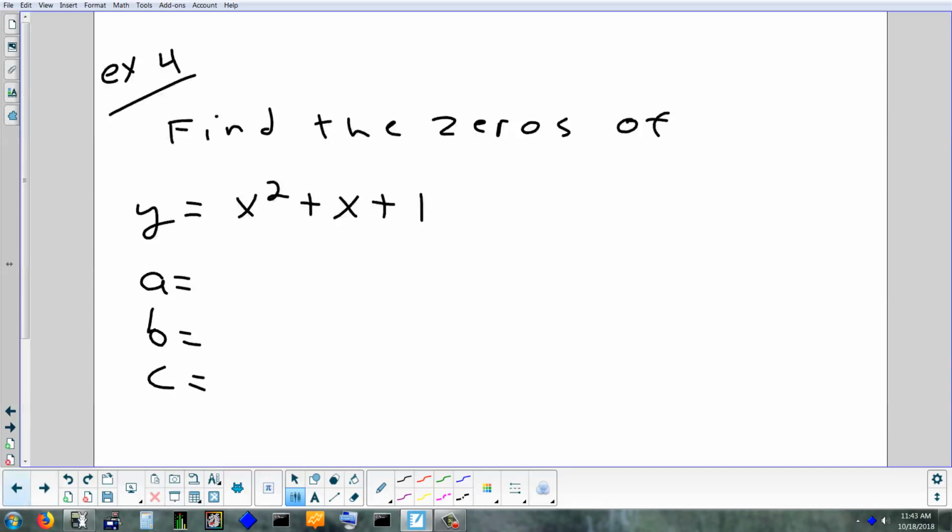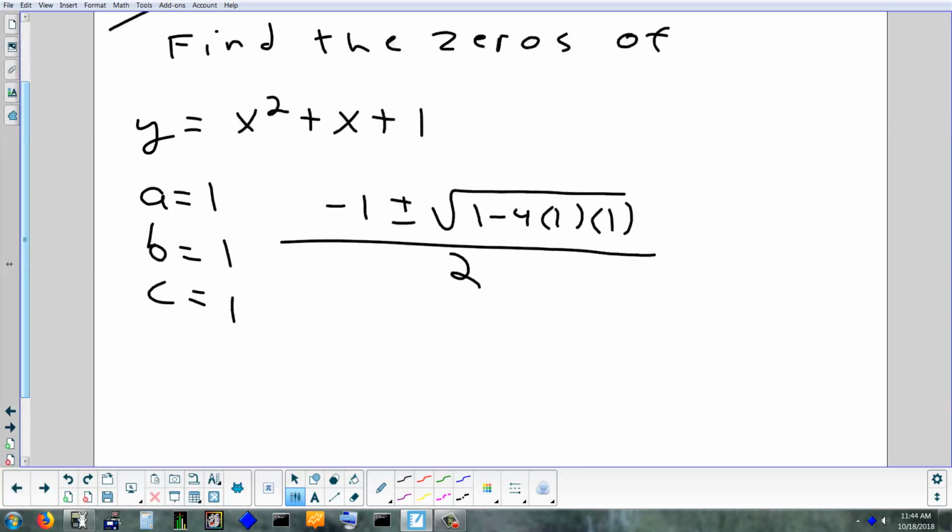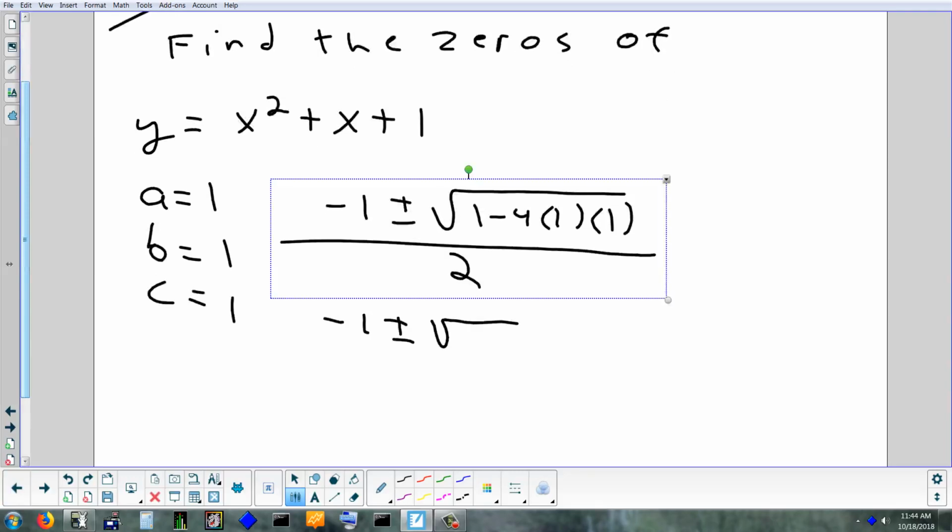What's a in this case? And b? And c? It's exciting. So they're all 1. So if we plug it into the quadratic formula, we get negative b plus or minus the square root of b squared minus 4 times a times c, all over 2a. So there's not really a ton of stuff to simplify here. You get negative 1 plus or minus, well, 4 times 1 times 1 is just 4. What's 1 minus 4? Negative 3, over 2.